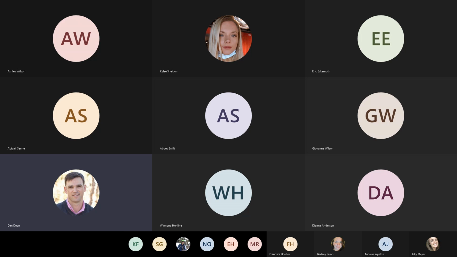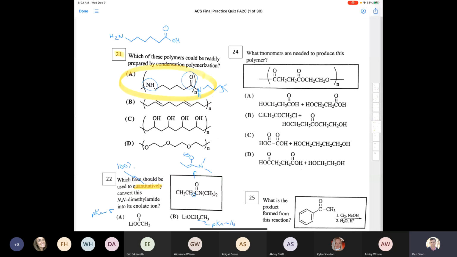All right, can everybody see my screen and see question 24 that deals with a polymer? All right, perfect. Awesome. So question 24 asks us, what monomers are needed to produce this polymer?